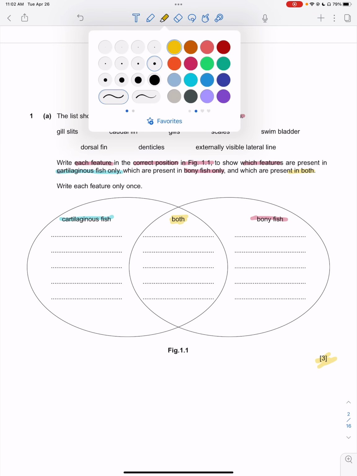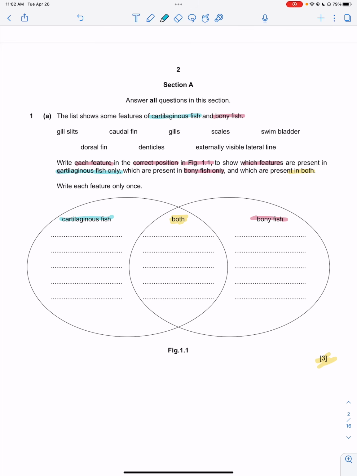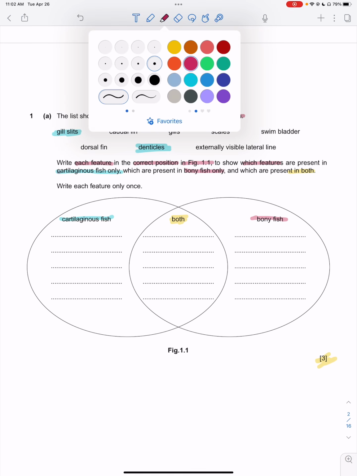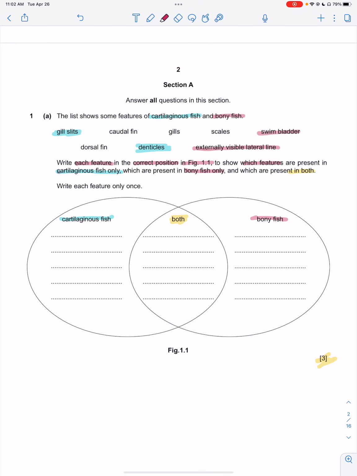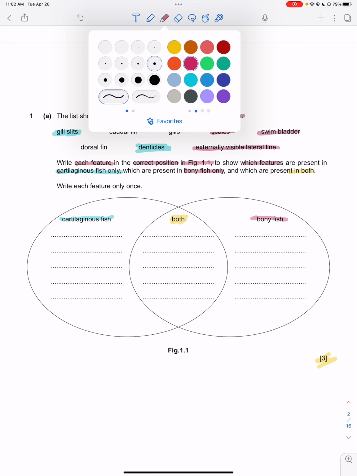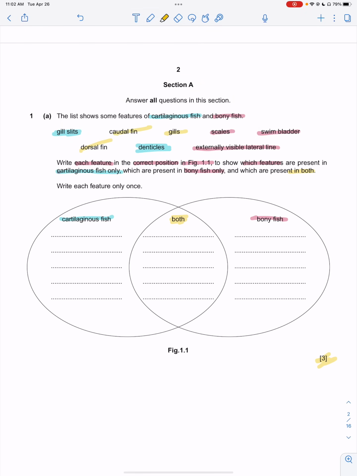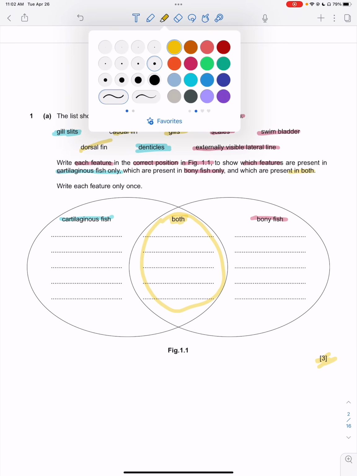Okay, like I said, we've done this in class before. For cartilaginous fish, it's gill slits, you can see them, and denticles. Denticles are what we would call scales, but they don't have scales, they have denticles, much harder. Caudal fin, both. Gills, both. Scales, bony fish. Swim bladder, bony fish. Dorsal fin, both. Externally visible lateral line, bony fish. And then they all have the rest. Okay, so what's in yellow will go here, what's in blue will go here, and what's in pink will go here.